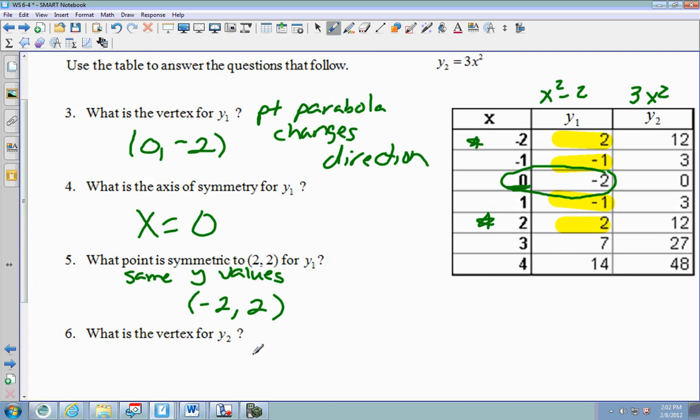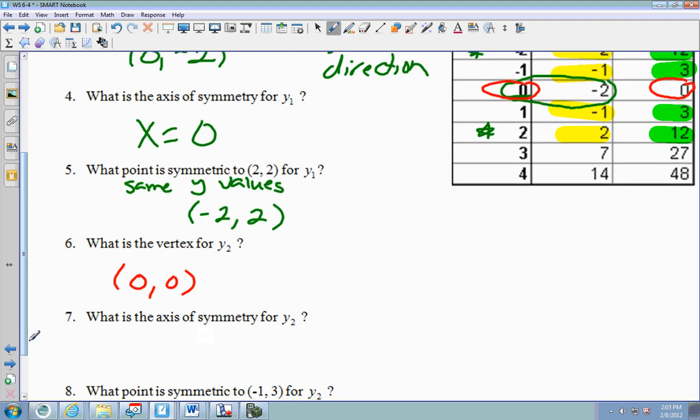What is the vertex for y2? Well, let's look and see. In this case, I have partner points 12 and 12, 3 and 3. The one that is not is 0, 0. That makes sense because this constant right here is plus 0. On the other one, it was minus 2. That's why it was 0, negative 2. So I've got 0, 0 for the vertex of y2. It says, what is the axis of symmetry for y2? It's x equals, a vertical line, whatever the x number is of the vertex, so it's 0.